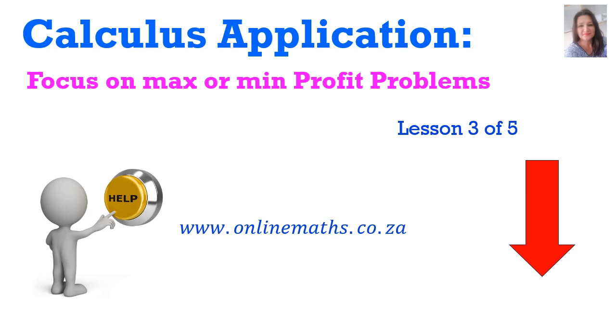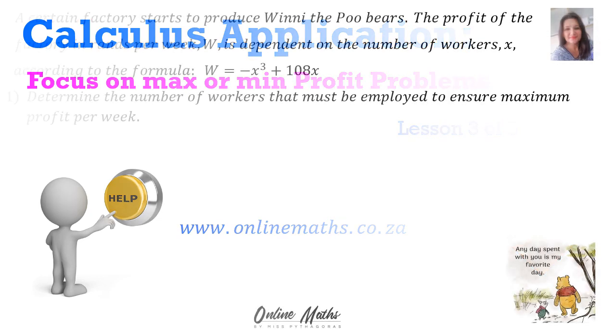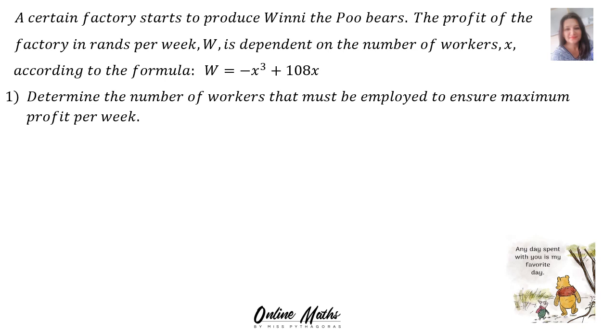Let's start with the maths. Example 1. A certain factory starts to produce Winnie the Pooh bears. The profit of the factory in rands per week W is dependent on the number of workers X according to the formula W equals minus X cubed plus 108X. Question 1. Determine the number of workers that must be employed to ensure maximum profit per week.